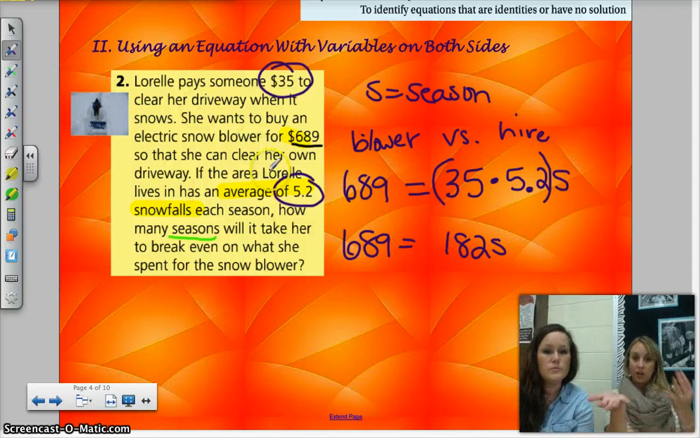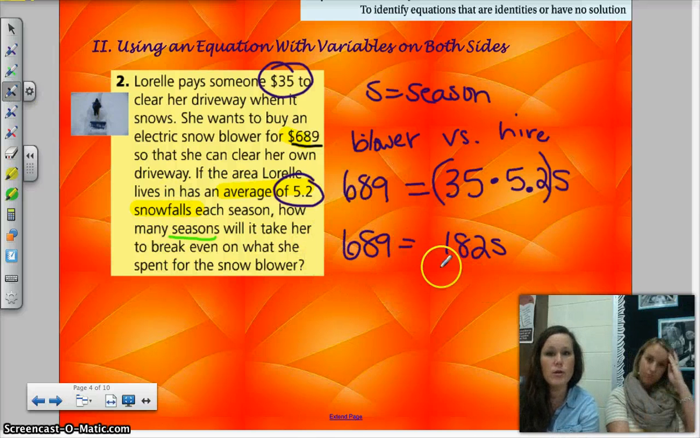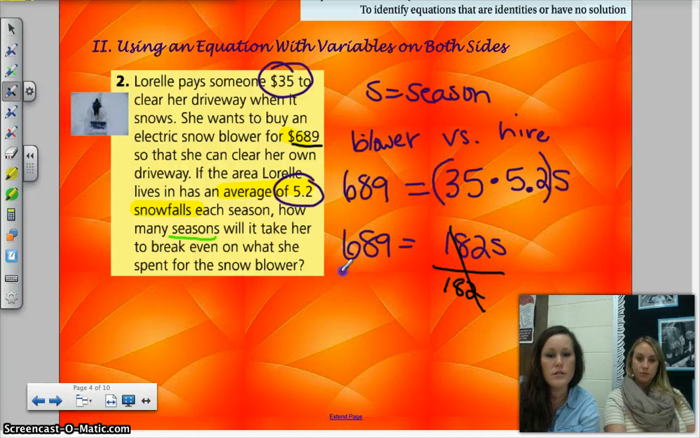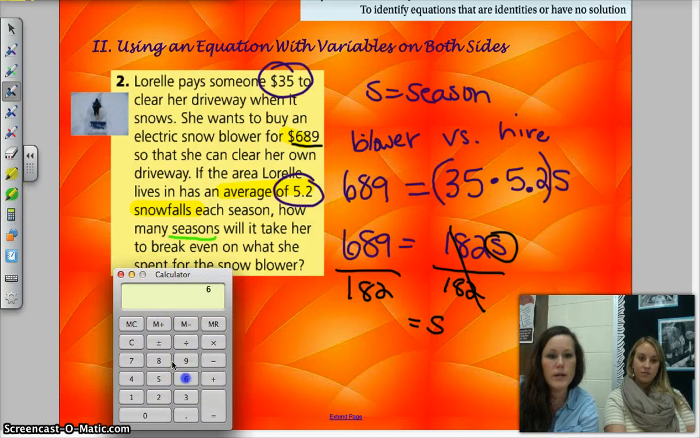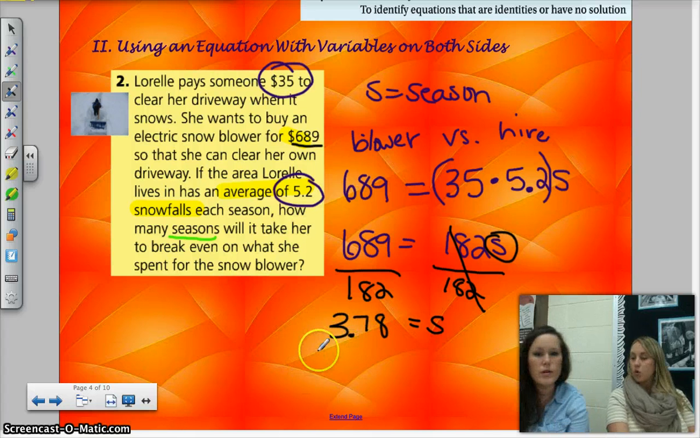Well, so after 1 year, clearly it makes more sense to hire someone to come over, but we want to know when will it break even? If she buys the snowblower, when is that going to pay off for her? Right. So we're going to divide by $182. s is left over, and 689 divided by 182 is 3.78. So let's write 3.78, and then we will round this up. So about 4 seasons.